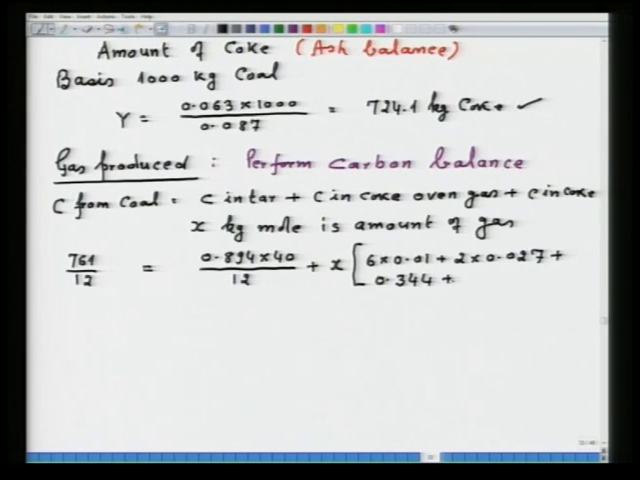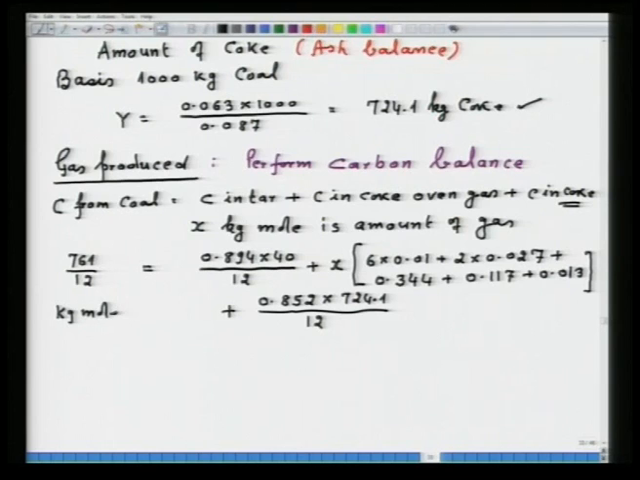0.344 plus 0.117 plus 0.013. So, this is all the carbon which is present in the coke oven gas, and plus carbon in coke here, that is 0.852 into 724.1 divided by 12. 12 is the atomic weight of carbon. So, this is all in kg mole, remember. All in kg mole.